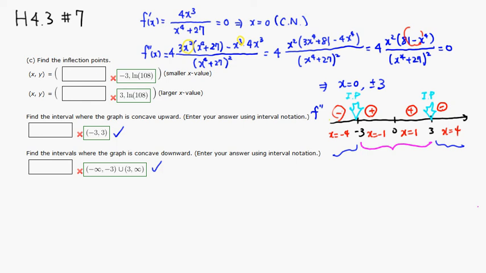So you have negative 3, and plug in negative 3 into the original function. You get natural log of 108, and for positive 3, you get the same thing. Alright, that's it. I hope that this was clear.